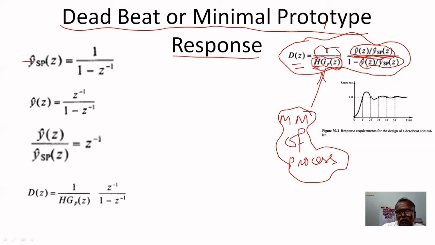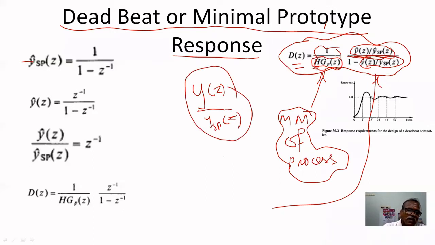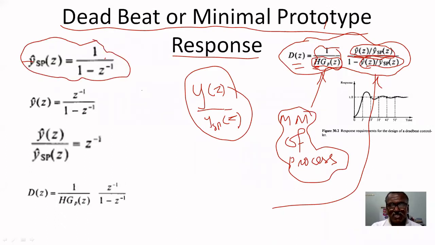That is one part. Another part is here. This is Y of z by Y set point of z. You have to define output by input, Y of z by Y set point of z, that is, how your response should look. In the deadbeat controller, we assumed that Y set point of z is a unit step change. For that, we are designing the controller. Any change you can give afterwards, that is different. While designing the controller, the assumption you are making is that the set point is a unit step change.